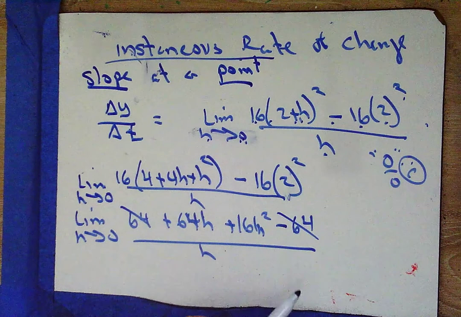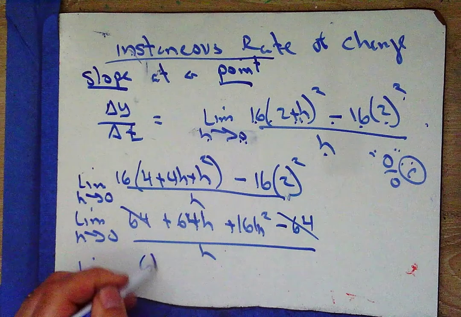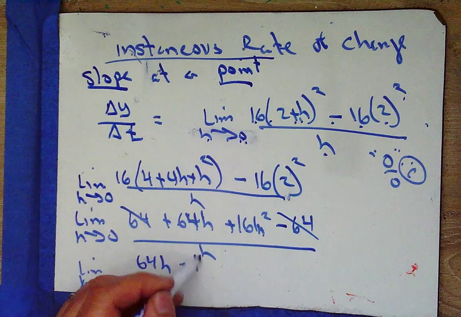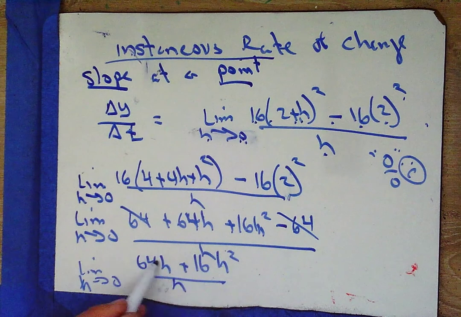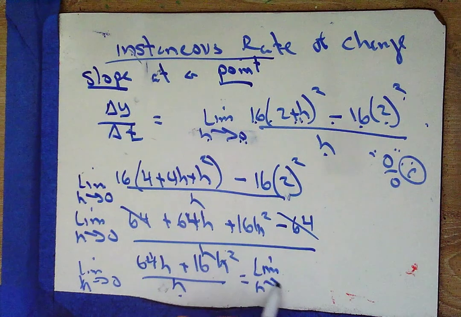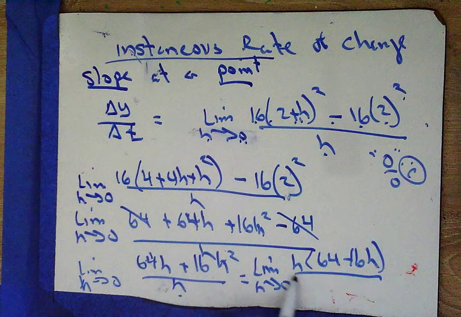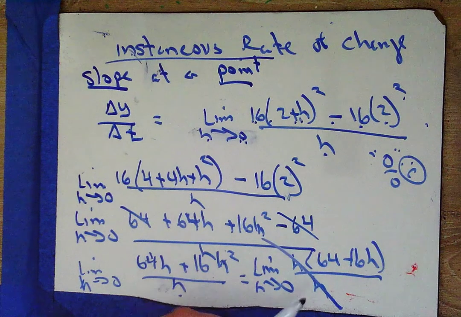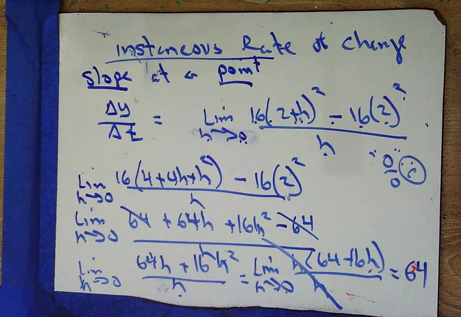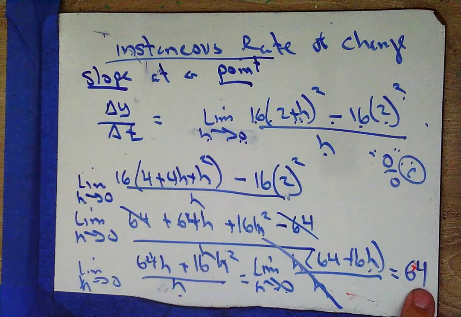So these can cancel. And now I've got the limit as h heads to 0 of 64h plus 16h squared over h. And I notice that I can factor an h out of each of those. The limit as h approaches 0 of h(64 plus 16h) all over h. And then these can cancel. And now I can plug in my 0 for h and get 64. Okay, so the slope at that point is 64.